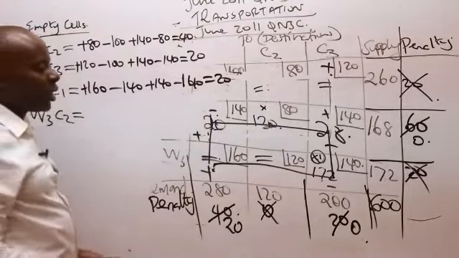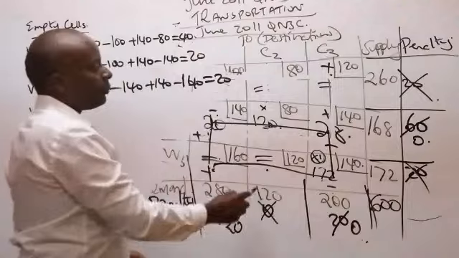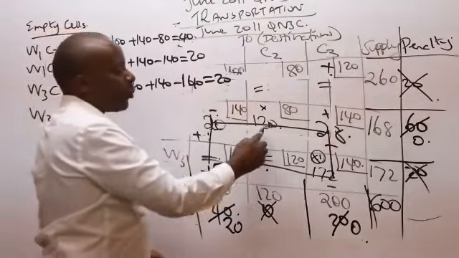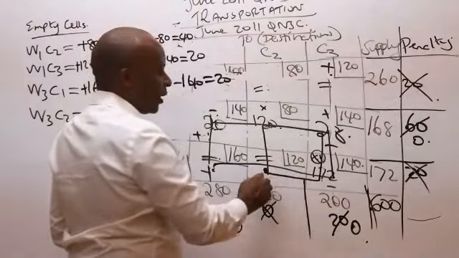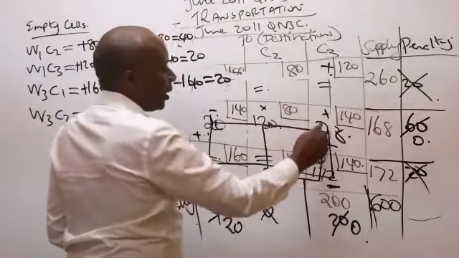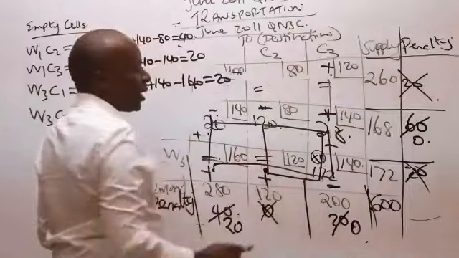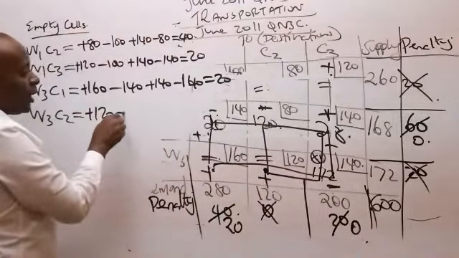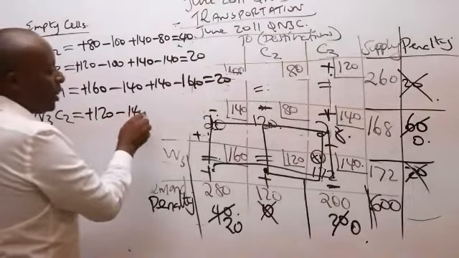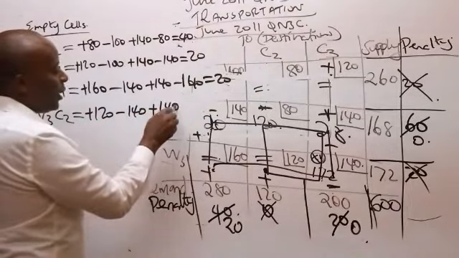Now, as we finish, look at this W3C2 cell. So here, of course, I'm surrounded. From here, I'll go there. I'll go like that. So I start with a plus, minus there, minus there. So then we have here plus 120, minus 140, plus 140, minus 80.